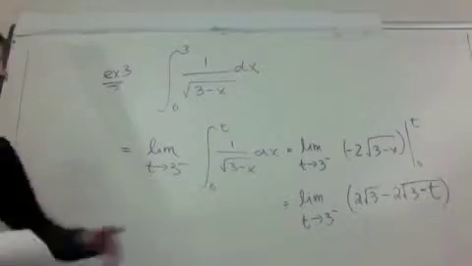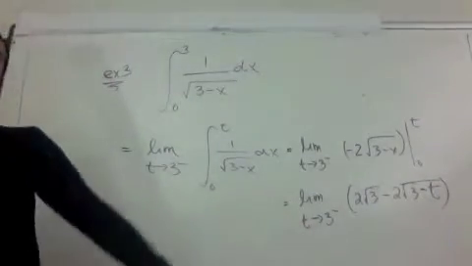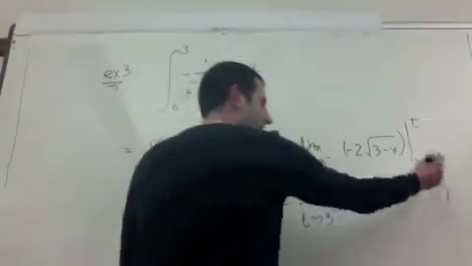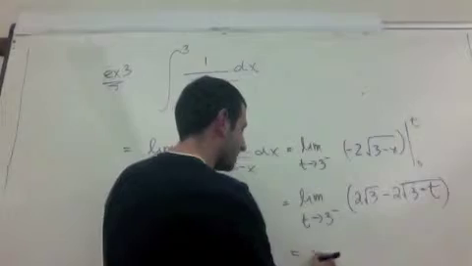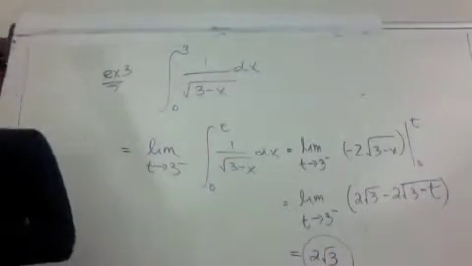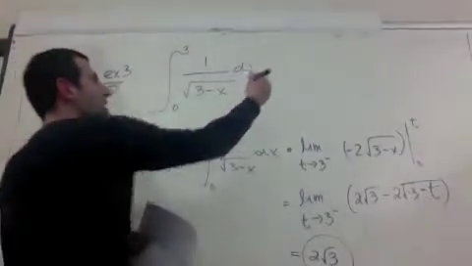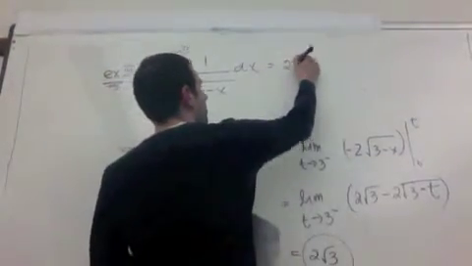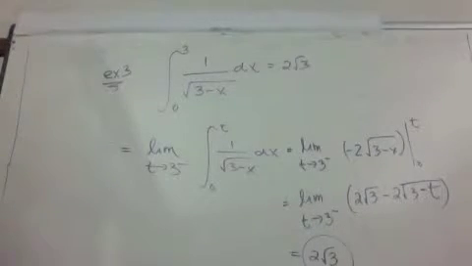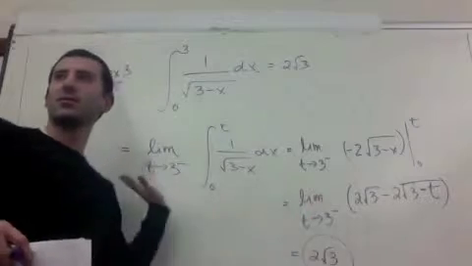So as we approach 3 from the left, this is a constant, that becomes 0, and then that part becomes 0. So our limit is equal to 2 root 3. So this is a what integral? This is a convergent integral, and we say that it's equal to 2 root 3. Okay, notation. Need all that.